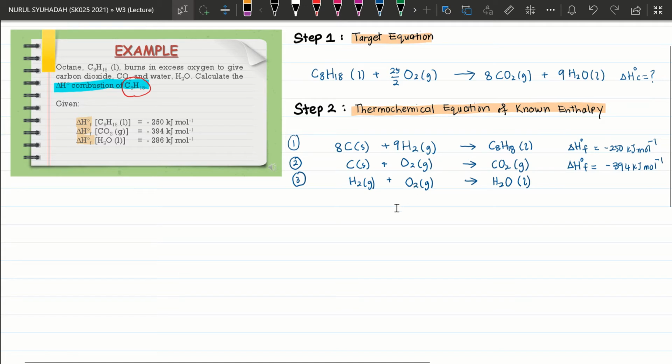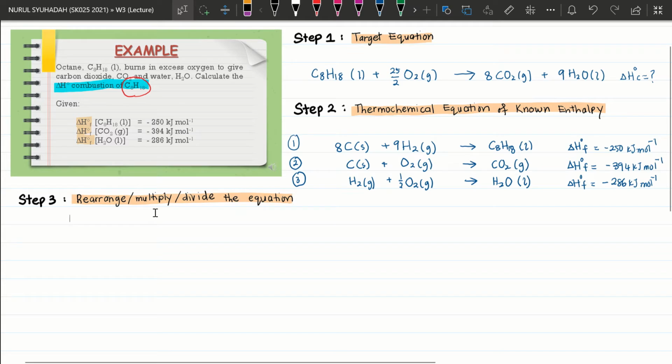So how are we going to solve this? By multiplying it by half. So 1 over 2 times 2, you have 1. Complete your equation with the enthalpy, negative 286 kilojoule per mole. Okay, that settles step number 2. Once we finish step number 2, then we can proceed with step number 3.